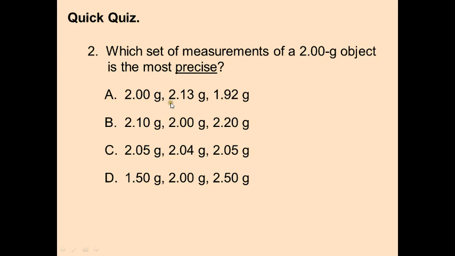And this is a set of answers: 2.1, 2, and 2.2. Those are also far off because they're 0.1 off, which is a tenth of a gram, which is quite a bit. And C, 2.05, 2.04, and 2.05. Two of these even repeat, and this one is only 100th off, so C would be the most precise. And just to check, look at D, so 1.5, 2, and 2.5. Well, these are 0.5 of a gram off, which is quite a bit. That's the most varying out of all of these.